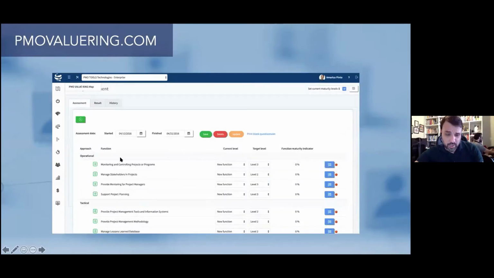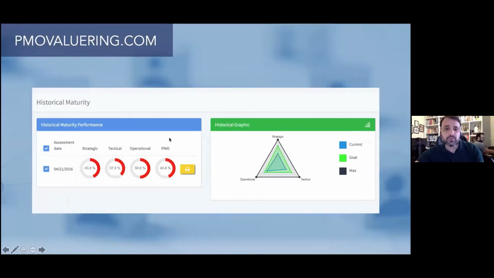So you can see here more functions. Can you see all of them? All of them were checked on step 2. So you can see there are some operational functions, there are some tactical functions. If you click the green sign, you will see the maturity levels for each one, okay? And at the end, you will see the results, right? How much mature you are in the strategic approach, how much mature you are in the tactical approach, and how much mature you are in the operational approach, and a consolidation of the maturity.